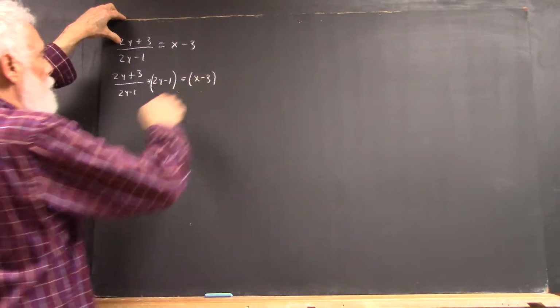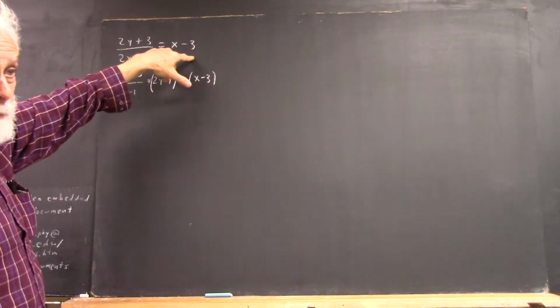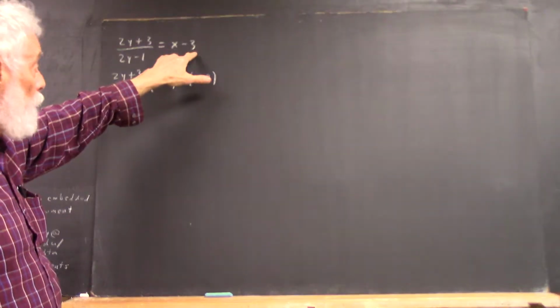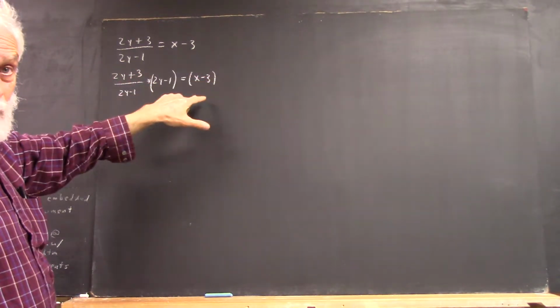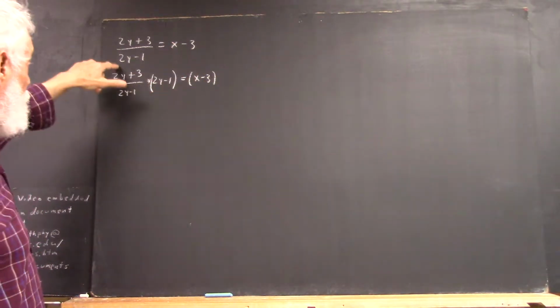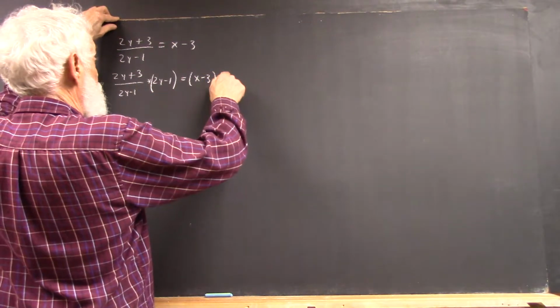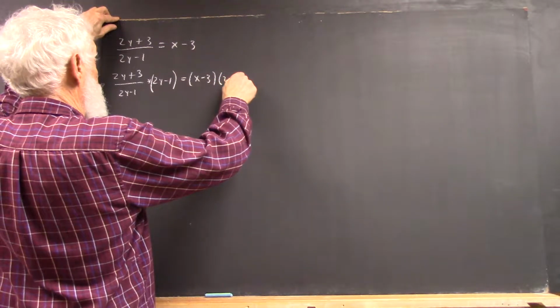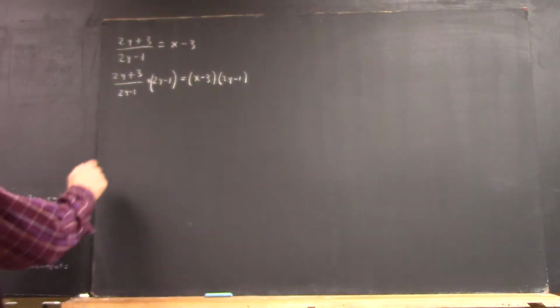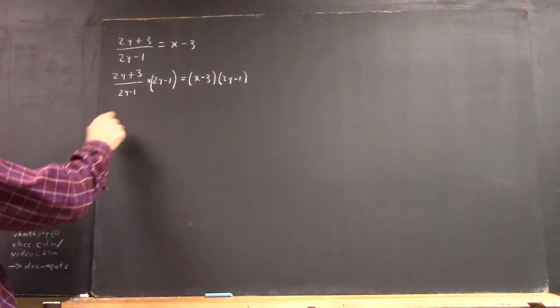(x minus 3). Even though the x minus 3 doesn't have parentheses here, it needs to have them here because we're multiplying the whole expression, not just the negative 3 or the x by this denominator. So we have to write this out like so. Okay? Then, and I really do want to see you do this step.